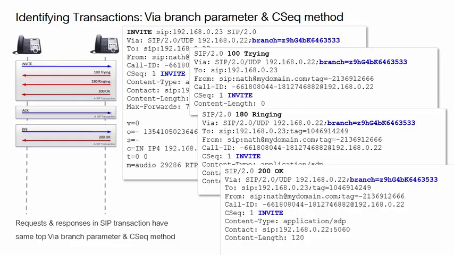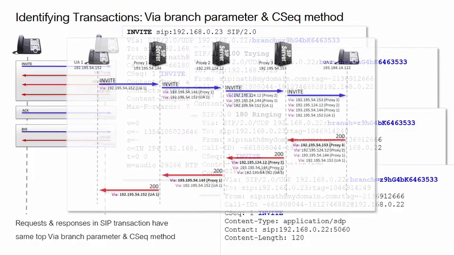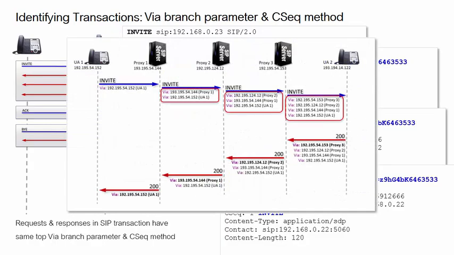Now, so far we've only ever seen one Via header in each of our SIP messages. Watch this space. In the next chapter we'll see growing lists of Via headers as a request is proxied downstream, each with their own unique branch parameters. More on that later. So it's a common branch parameter on the topmost Via header and a common CSeq method that's key to identifying messages in a transaction.